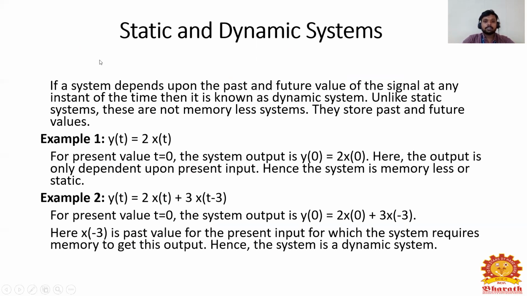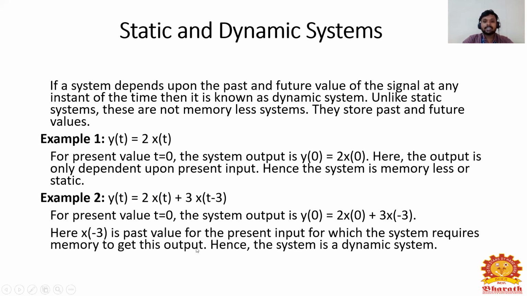So next system is static and dynamic system. If the system depends upon the future and past values of the signals at any instant of time, then it is known as dynamic system. Unlike static systems, these are not memoryless systems. They store past and future values.